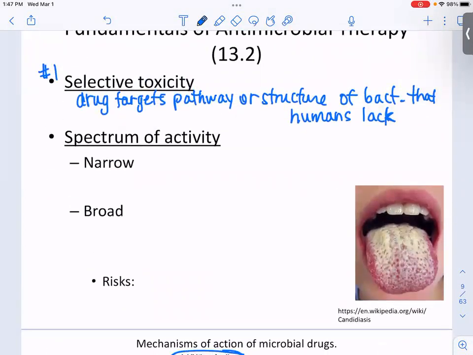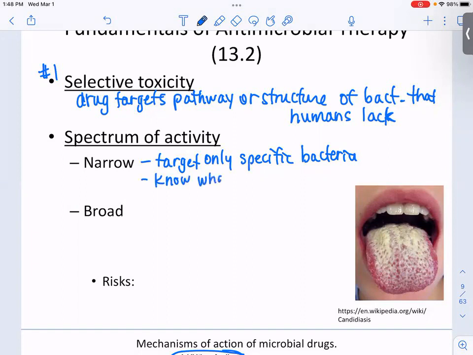So selective toxicity, that's that big. We also need to think about, when we're using antibiotics, what kind of bacteria do they target? So remember, they're only targeting bacteria, but do they only target some bacteria, or do they target many different kinds of bacteria? If they're narrow spectrum, that just means that the drug is going to target only specific bacteria. When do we want to use a narrow spectrum antibiotic? If we know what organism we're trying to kill.